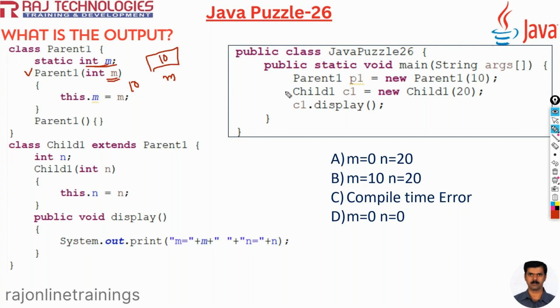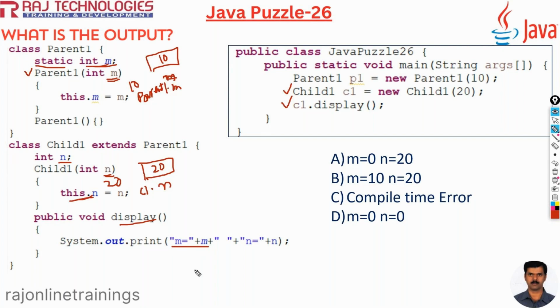Now when you create an object of the child class, child1 c1 equal to new child1 of 20, this 20 will come and be stored into this argument n, which is 20. We are assigning it to this.n. So what is the value of n? The n value is 20. But since it is not static, this memory is represented with the object name, c1.n. And since m is static, we have to represent it with the class name, that is parent1.m.